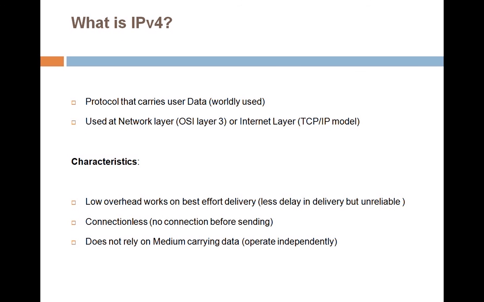What is IPv4? It is the default, widely used protocol in the world, with a key function at the network layer for the OSI model, or internet layer for the TCP/IP model. Its characteristics during data communication are low overhead, which means it is unreliable as it works on best effort delivery. However, this gives it less delay in delivery. It's connectionless and therefore provides no handshake before sending data, and it's media independent during data delivery.